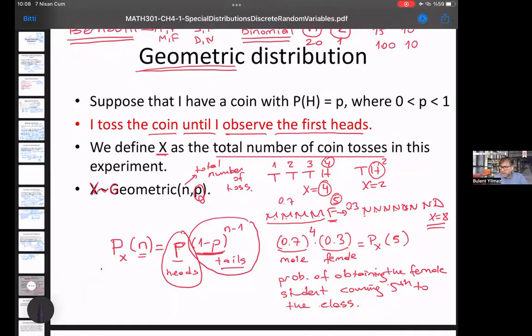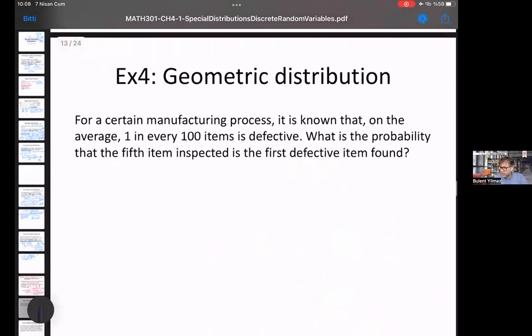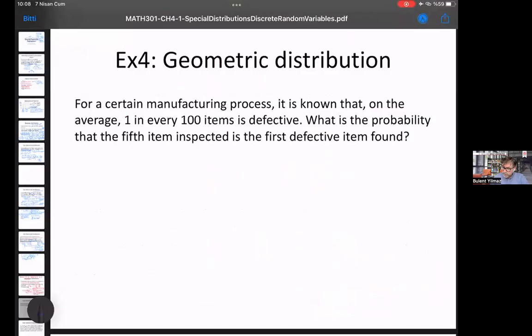Okay, is this clear, guys? Let us go to the first example. So this is example 4. For a certain manufacturing process, it is known that on the average, 1 in every 100 items is defective. What's the probability that the 5th item inspected is the first defective item found? So I'm looking for your answers at this point.